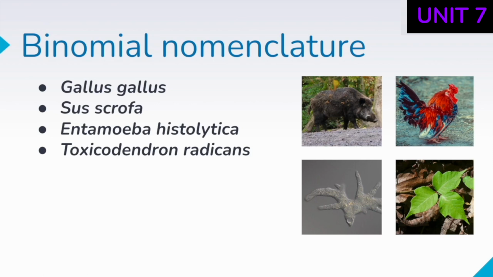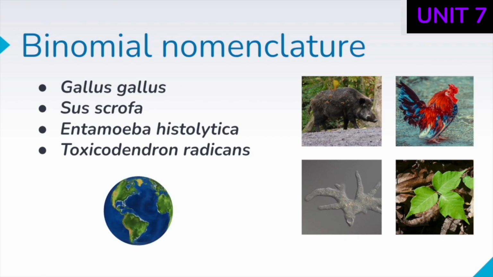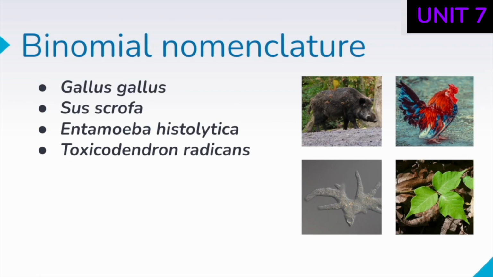So some common organisms you might know, here are their scientific names: Gallus gallus, that's a chicken; Sus scrofa, that's our boar here; Entamoeba histolytica, that is an amoeba; and Toxicodendron radicans, that is poison ivy. And anytime a new organism is discovered, they are given a new scientific name. What's cool about these is that they are the same all across the globe. Everyone can identify, for example, a chicken as Gallus gallus. So we don't have any language barriers there.